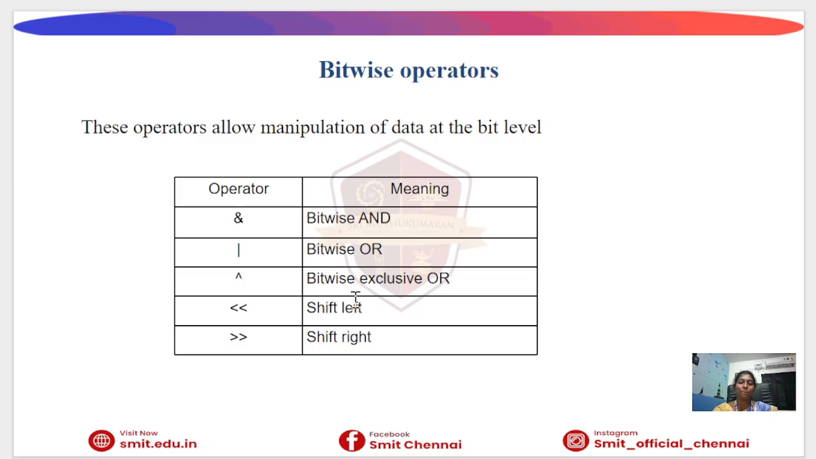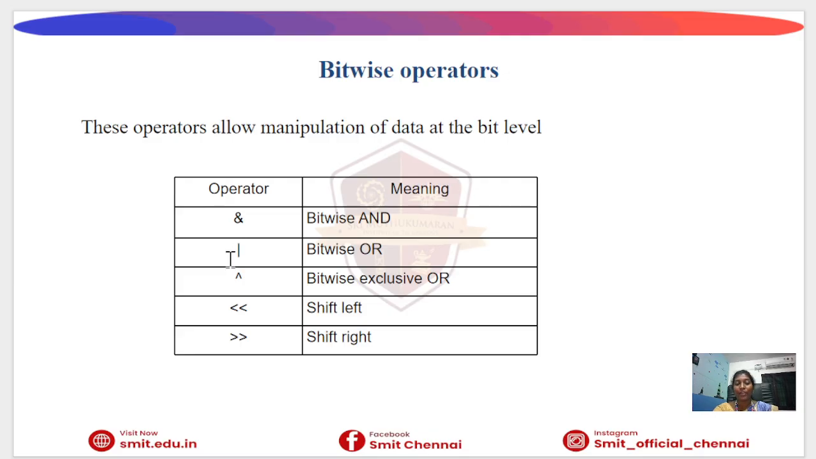The next one is the bitwise operator. Bitwise operator means it works at the bit level. In embedded systems, we use bitwise operators to control registers. Here we have bitwise AND, and here we have only one parallel line.